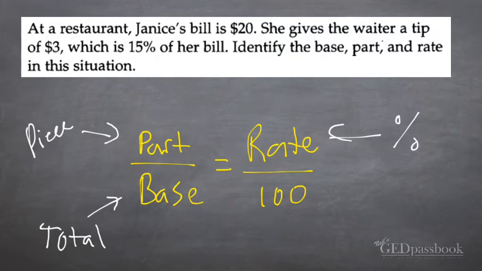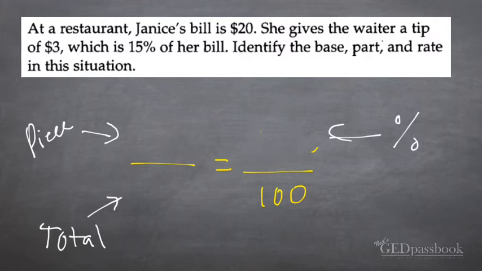So, looking at this example, at a restaurant, Janice's bill is $20. She gives the waiter a tip of $3, which is 15% of her bill. Identify the base, part, and rate, okay? We're not looking for a number. They gave us all of it. All they want us to do is identify the part, base, and rate. So you tell me, you guys. You tell me, what's my rate?